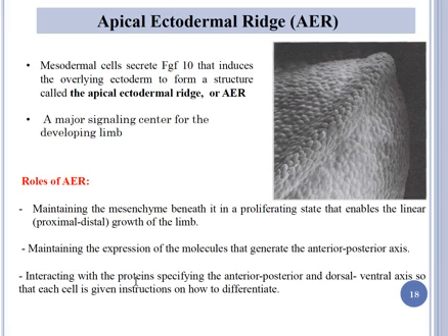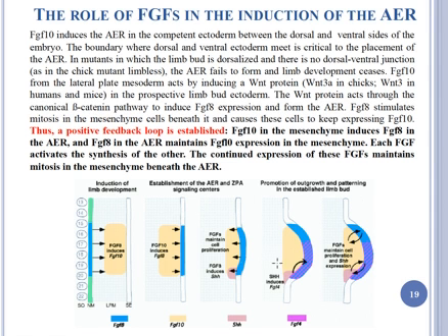And we have interaction between the proteins specifying the anterior posterior axis and dorsal ventral axis, so that each cell will be given instructions on how to differentiate in a very specific way during the limb formation according to this interaction, and the AER will control this kind of interaction between these different proteins. So here I'm showing you again the roles of FGF10 versus FGF8 in the formation of the limb according to the proximal distal axis.